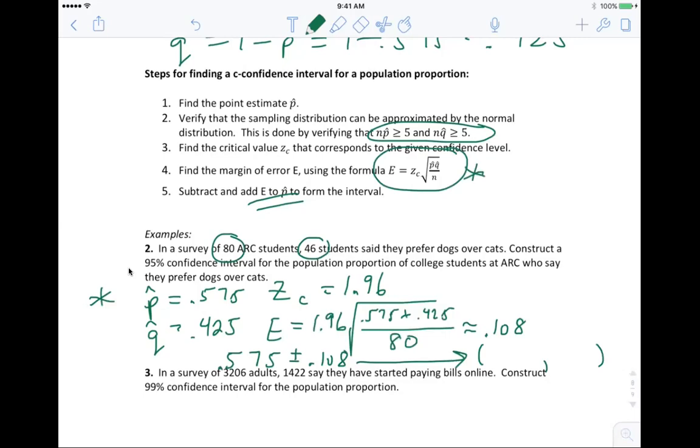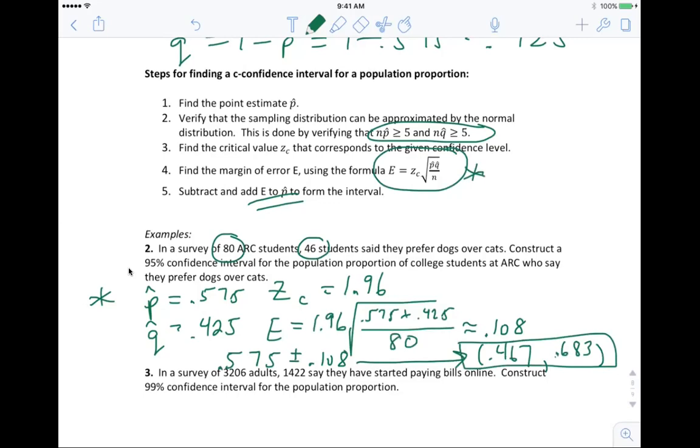That's going to be 0.467 plus 0.108 is 0.683. And there's my interval. That's the final answer.